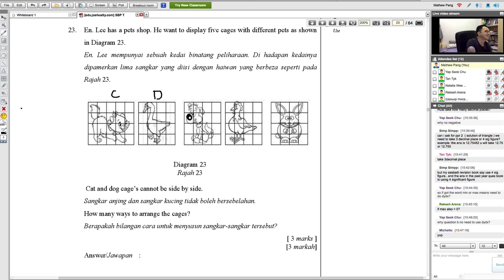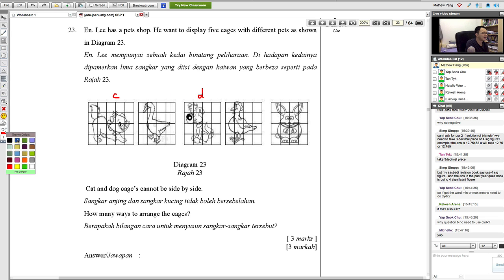Never mind. I will read the question first. Okay, Injek Lee has a pet shop. He wants to display 5 cases with a different pet as shown in the diagram. Cat and dog cannot be side by side. Okay, for those that cannot be side by side, what I will do is I will call it small letter c and small letter d.